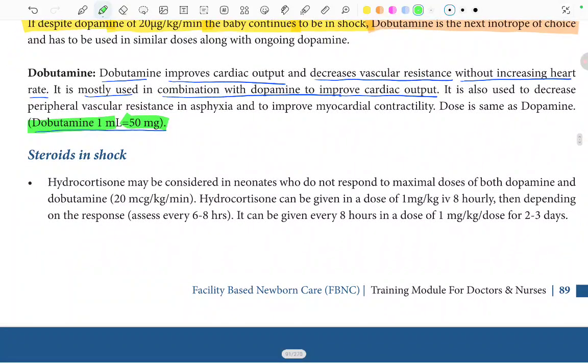Now coming to the steroids in shock. Hydrocortisone may be considered in neonates who do not respond to maximal doses of both dopamine and dobutamine. So this is a kind of third line. The maximum dose is again 20 microgram per kg per minute. Hydrocortisone can be given in a dose of 1 mg per kg IV 8 hourly. Depending on the response, assess every 6 to 8 hours. It can be given every 8 hours in the dose of 1 mg per kg per dose for 2 to 3 days.